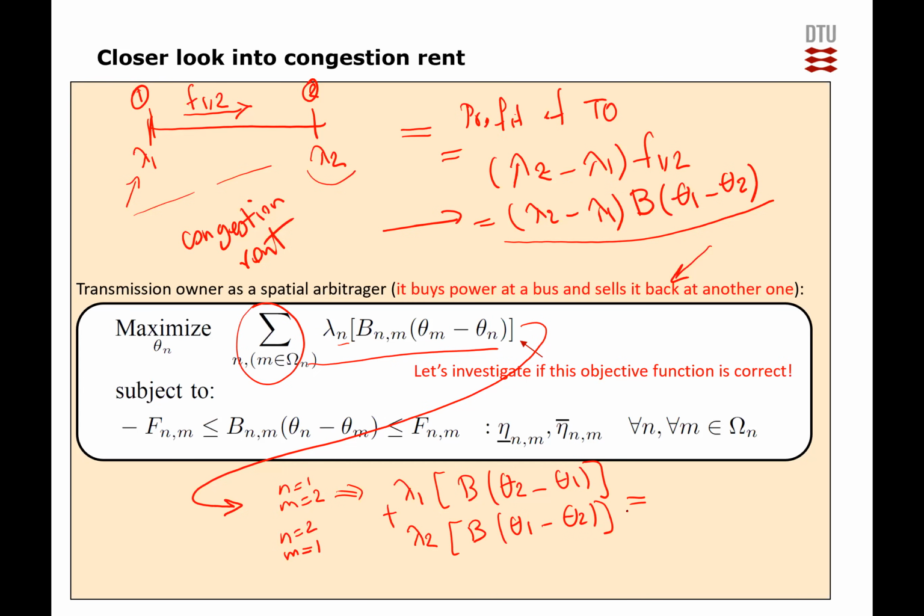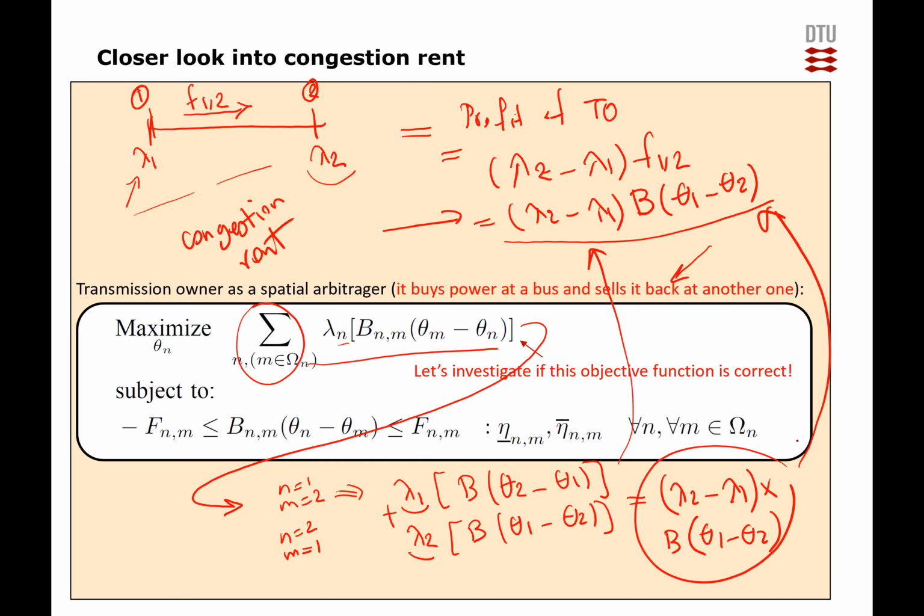So this becomes, I would like to get something similar to this. It's lambda 2 minus lambda 1, times b, times theta 1 minus theta 2. So it's exactly the same as here. What I'm trying to say is that this is our congestion rent, which is the objective function of the transmission system owner who acts as a spatial arbitrator.